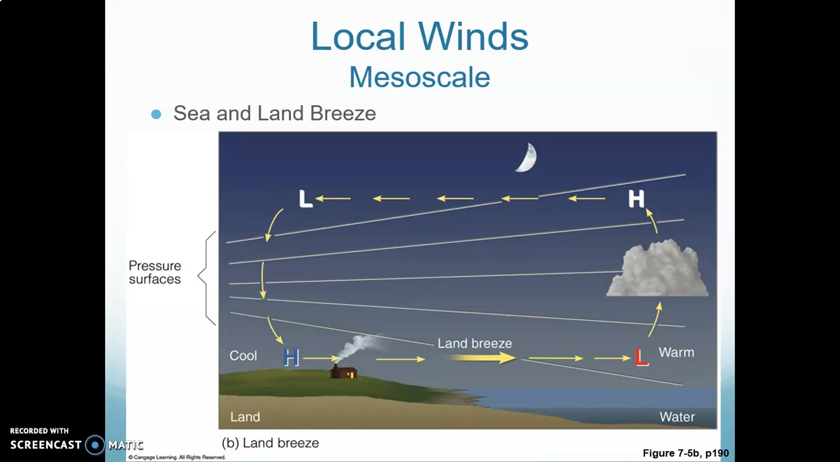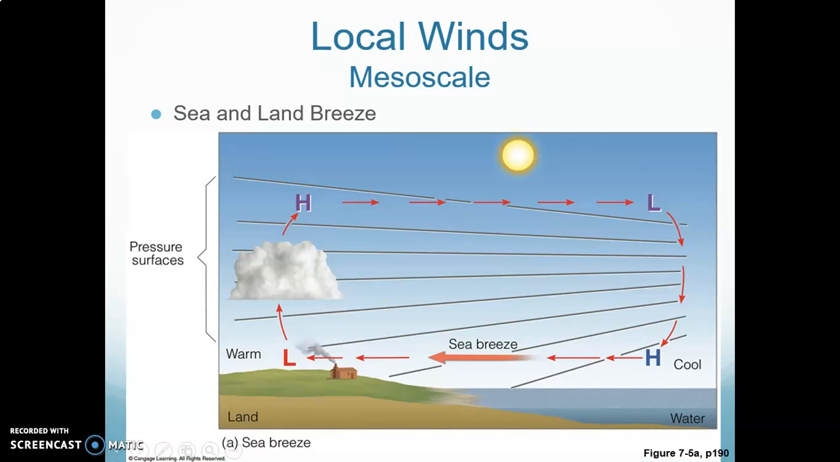But what happens at night? Well, in the day, the land heats up faster than the water. So at night, the land also cools faster than water. Since it cools, it's going to be colder than over the water. Your high pressure is now over the water. The entire wind pattern reverses.